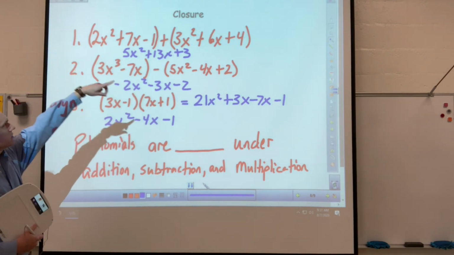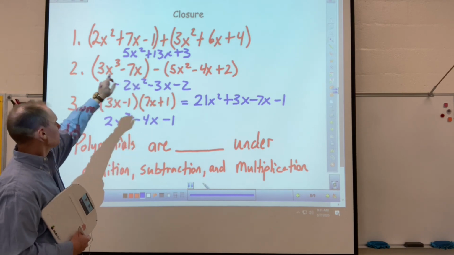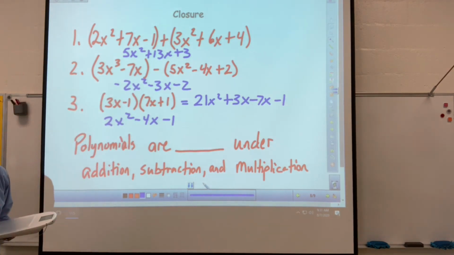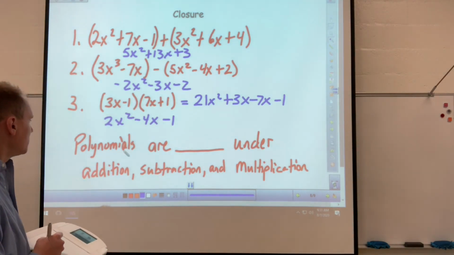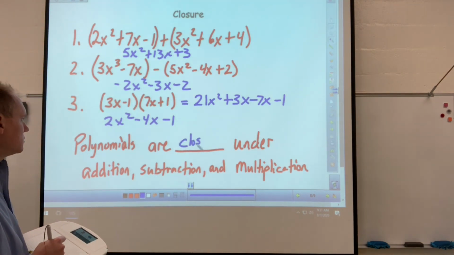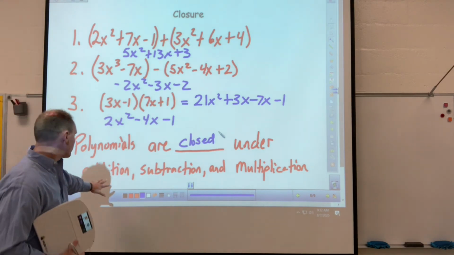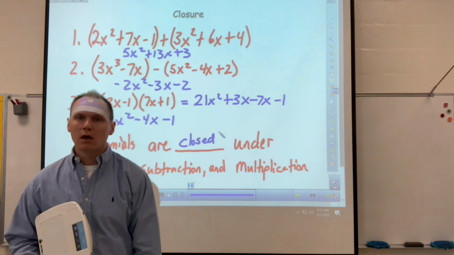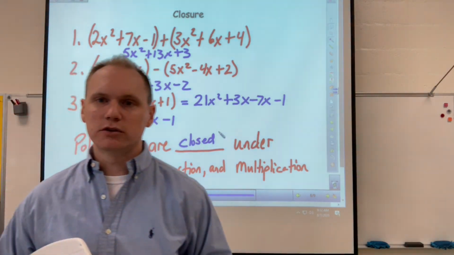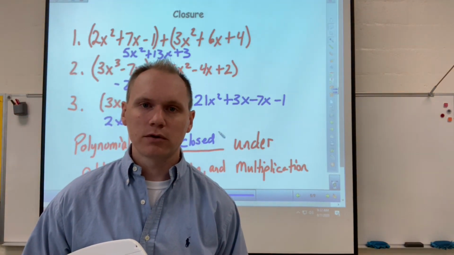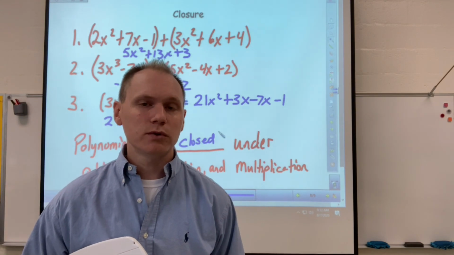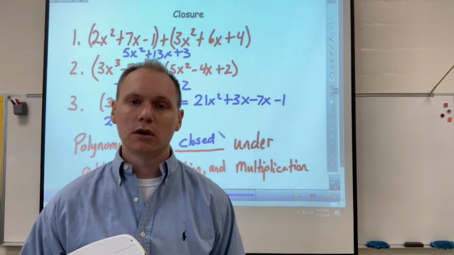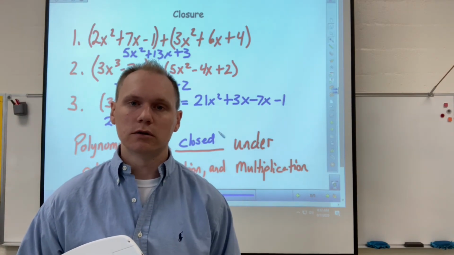So when we added two polynomials together, we get a polynomial. When we subtract polynomials, we get a polynomial. When we multiply polynomials, we get a polynomial. So just like integers, polynomials are what we call closed under the operations of addition, subtraction, and multiplication. What's not on that list? Division. We'll get to that in integrated math 3. When we divide polynomials, we don't always get a polynomial. So that's an example of something that's not closed, or polynomials are not closed under division.